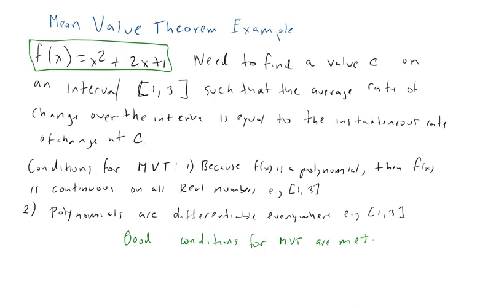Okay, so let me grab a new page. The polynomial is f of x equals x squared plus 2x plus 1, and the interval is 1, 3. So we're going to take the derivative: f prime of x is equal to 2x plus 2.